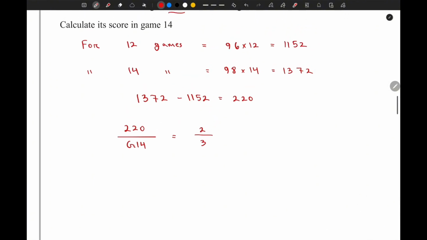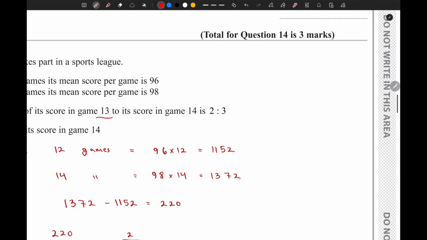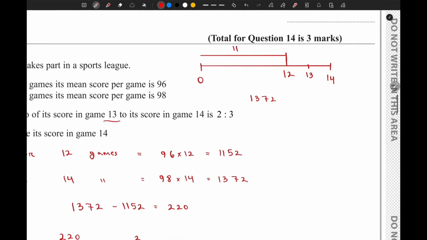Sorry, I have made a mistake. Is that for all of the 14 games, let's assume that this is 0 and this is 14. For all of the 14 games, the total score is 1372. And for up to 12 games, let's assume that this is 12 and this is 13. For the 12 games, this is 1152.